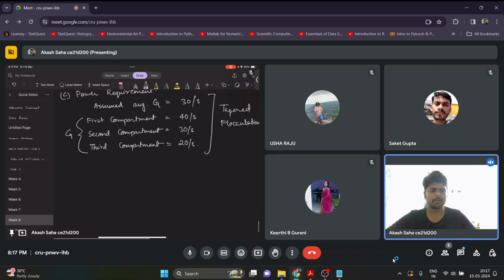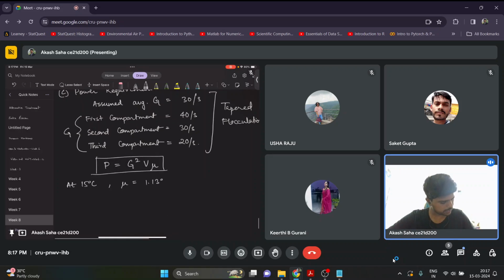So now what will be my power requirement? I know my power requirement is G square V mu. So this is my power. For each of the compartments, I can find the power. Now at 15 degrees Celsius, my mu value is 1.139 into 10 to the power minus 3. That's why the temperature was given, because for the mu value we have to correct it. This can be found from any table.